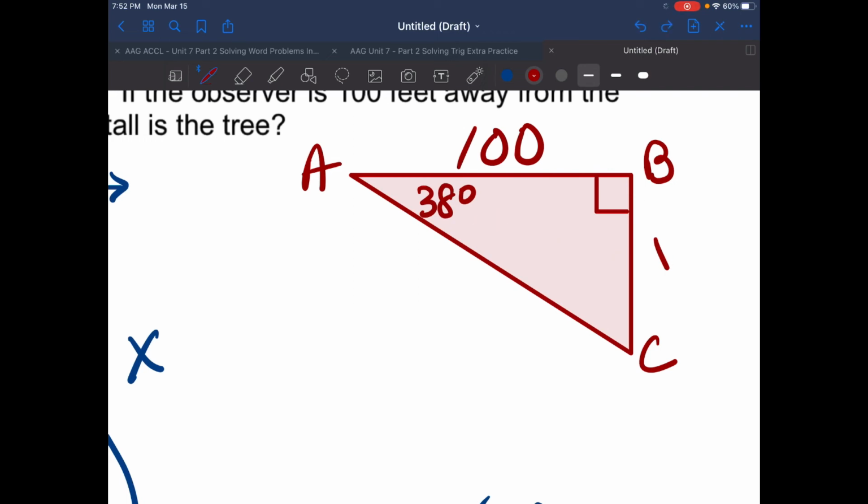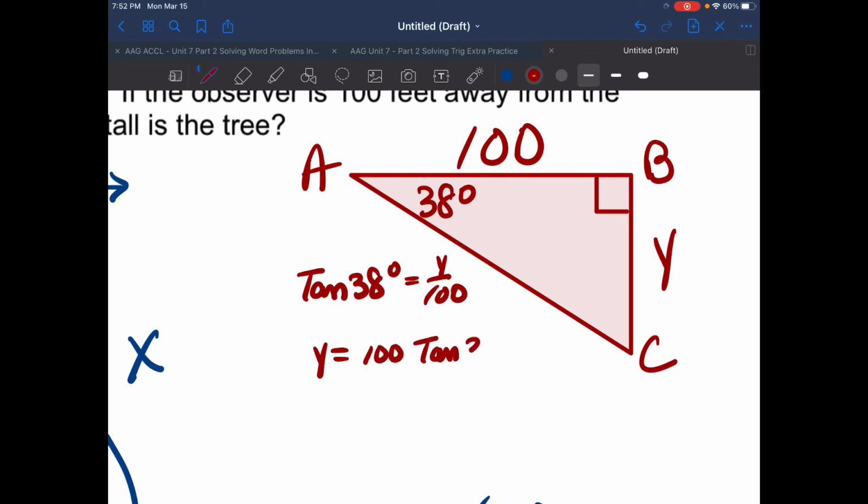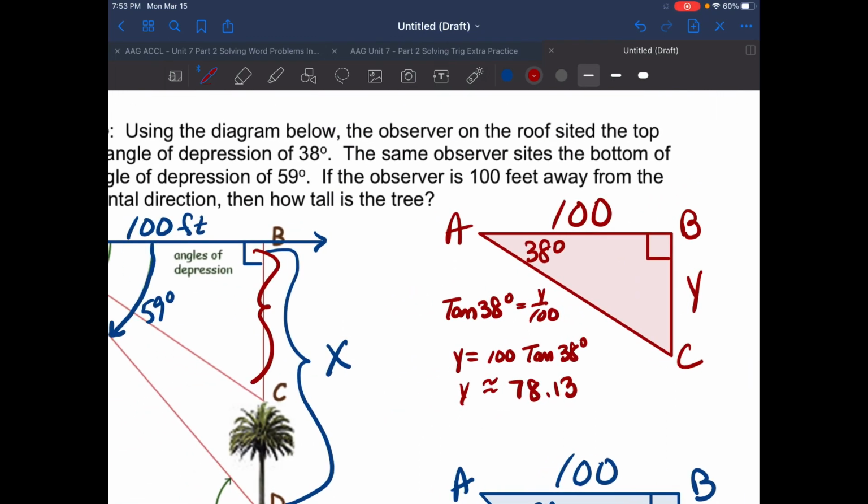I'm using tangent, and that's going to be tangent of 38 degrees equals y over 100. Ladies and gentlemen, what will you get for the value of y to the nearest hundredth? Well, we're going to solve this equation. We're going to end up multiplying 100 times the tangent of 38 degrees. That is approximately 78.13, and what was our label? It was feet. So from B to C, it's a little over 78 feet.